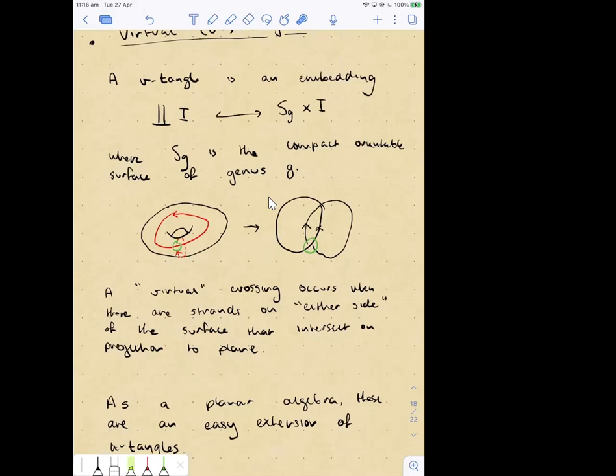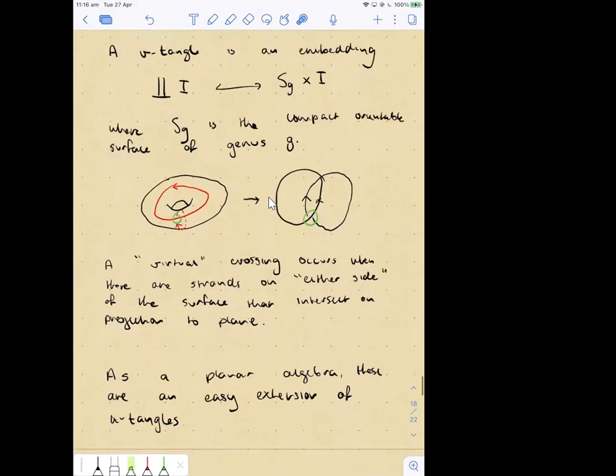And so when we project down to the plane, these two strands intersect, but they're not actually interacting with each other at all in this thickened surface. And so we call this a virtual crossing, and you can see where it's happened here. A virtual crossing occurs when strands are on either side of the surface we're using to embed the tangle in, and so when we project down, they don't interact.